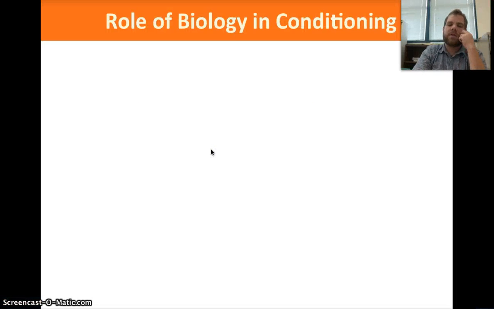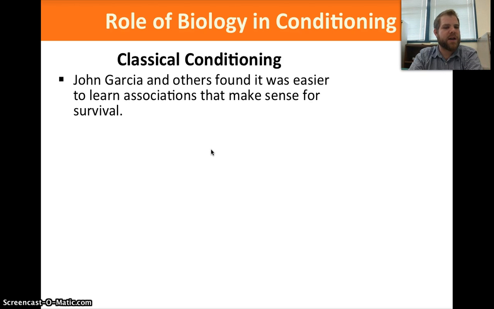Hi guys. Now we're going to talk about the difference between operant conditioning and what we talked about previously, classical conditioning. So first we'll look at the role of biology in both of them. So in classical conditioning, this guy John Garcia and others found it was easier to learn associations that make sense for survival. So things that are more relevant to our day-to-day lives are easier for us to learn associations.